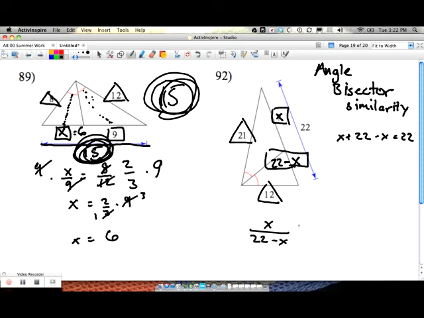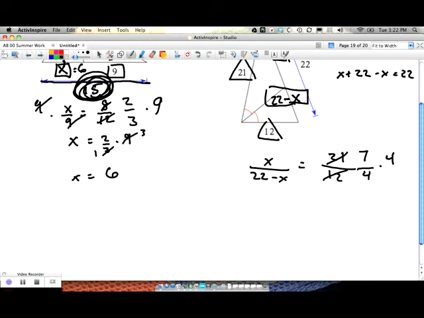That means that x over 22 minus x is going to be equal to the other two. That means 21 over 12. Both of those are going to simplify because they are divisible by 3. So the top would be 7, the bottom would be 4. Now let's get rid of our pieces. I'm going to multiply both sides by 4. 4 over 4 simplifies, that's just 1. That means I have 4x over 22 minus x equals 7. Now I'm going to multiply by 22 minus x on both sides.